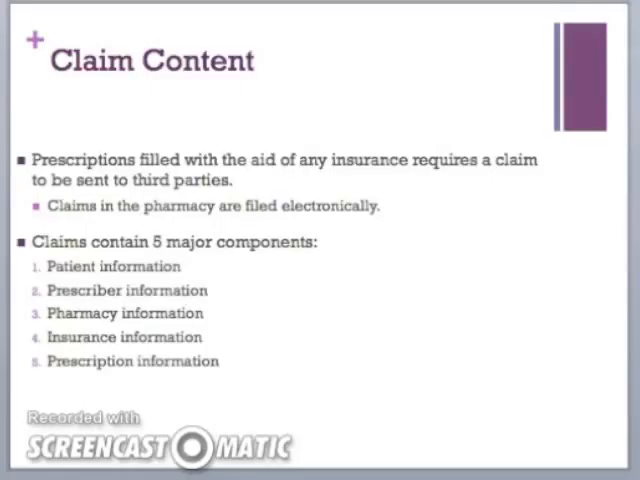When a prescription is to be billed to any sort of insurance or third party for reimbursement, it is said to be a claim. Thankfully, technology allows us to file these claims electronically. All prescription claims should contain these 5 components at a minimum: the patient information, prescriber info, pharmacy, insurance, and prescription information. Within these 5 categories are even more specific items that must be included, which we will discuss further.